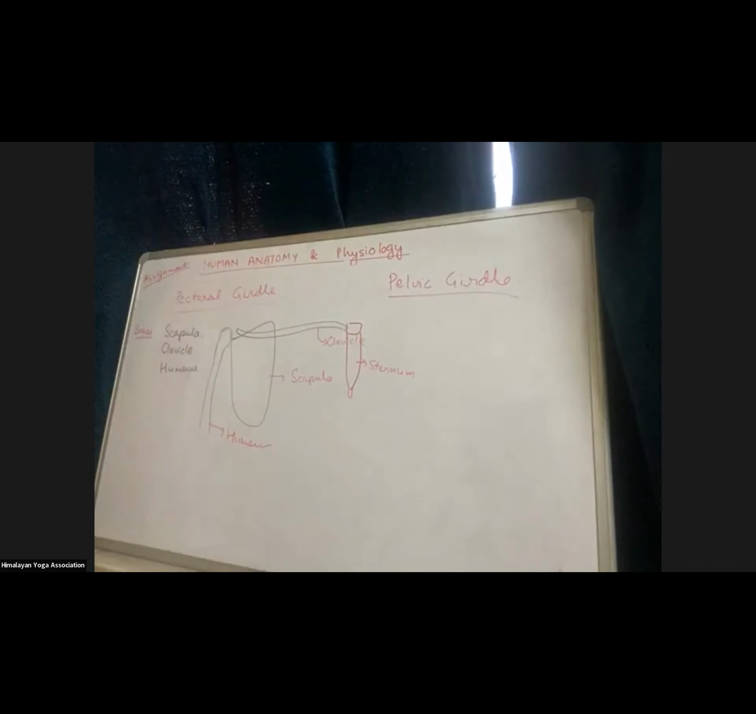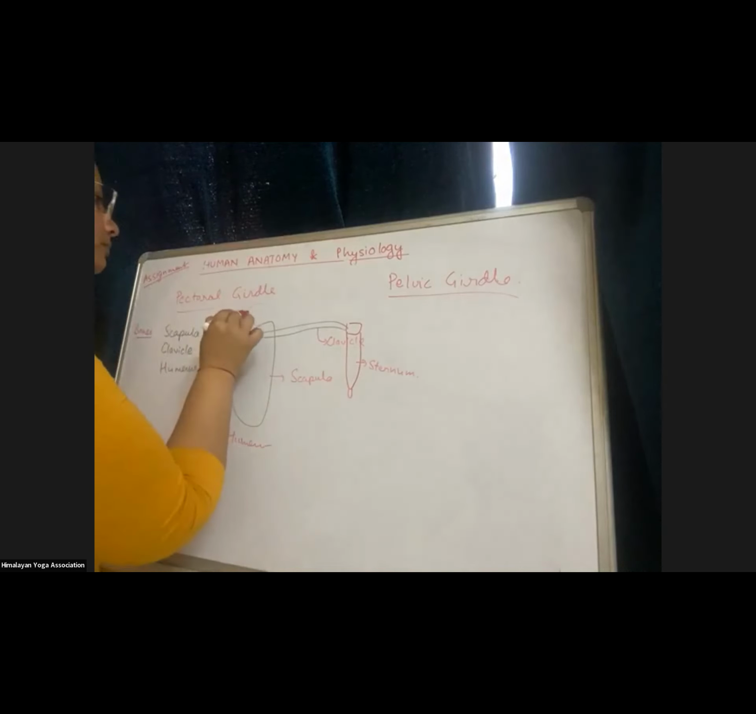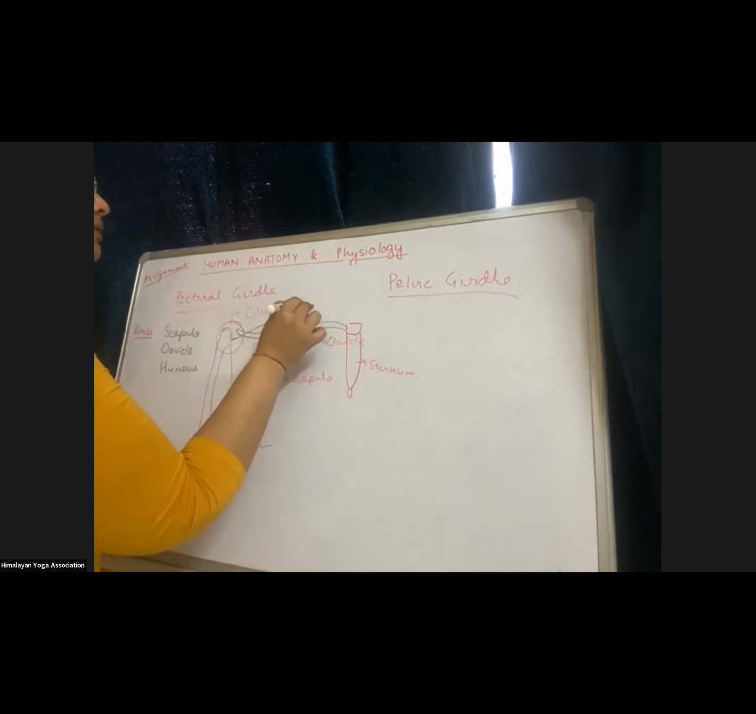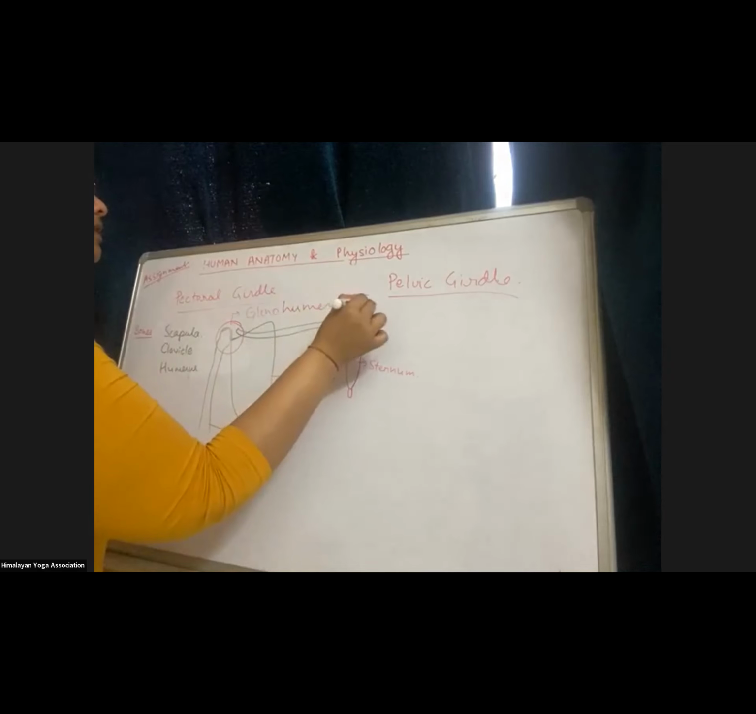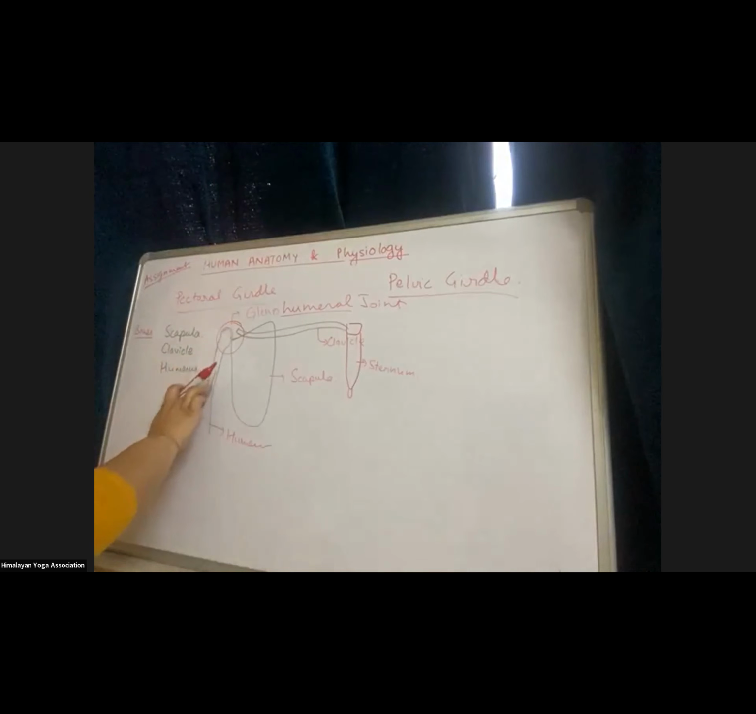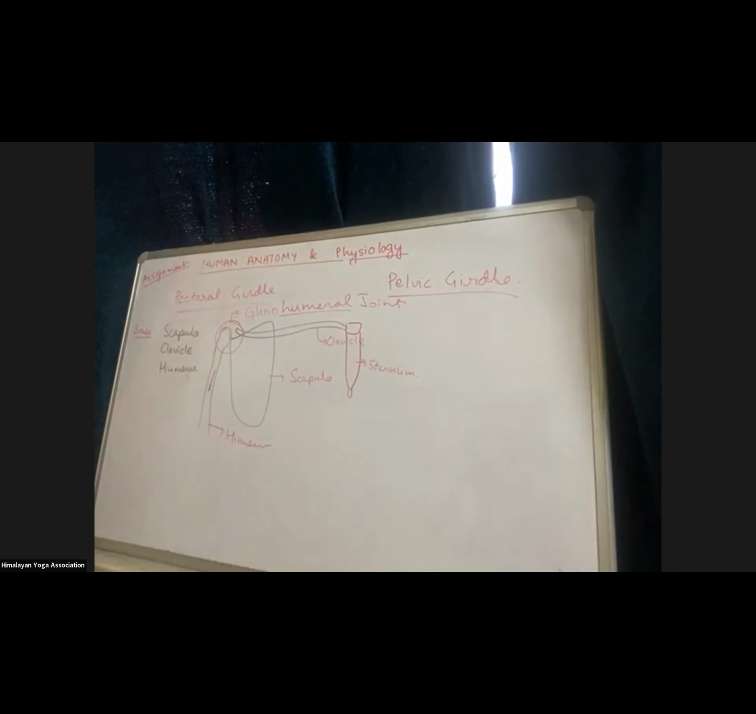Okay, so this joint is called the shoulder joint. What is the medical name for this joint? Glenoid cavity, glenohumeral joint. Yes, this humeral is from here. Okay, this is the humerus bone.